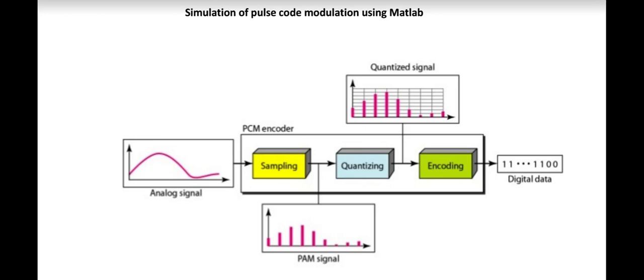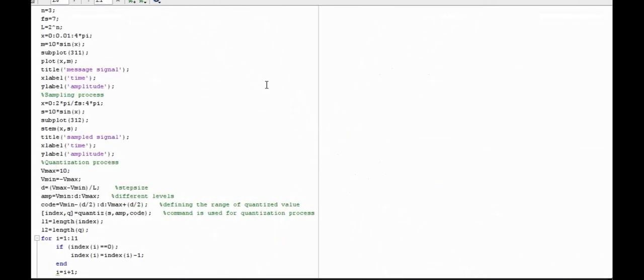Let's go to the MATLAB part and implement the sampling process, quantizing process and the encoding process. Here we have the codes for the PCM system. N is the number of bits to be encoded, which here I have taken as 4. So each voltage level is going to be encoded into 4 bits.